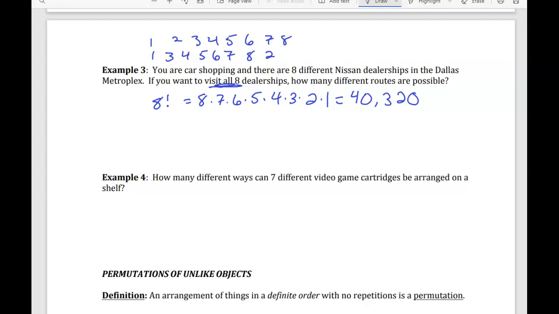If you want 7 different video game cartridges to be arranged on a shelf, you're putting all of them on a shelf. So you get 7 factorial. 4, 3, 2, and 1. Here, there are 5,040 different ways you can put things on a shelf. And that is what we are looking at with factorials.